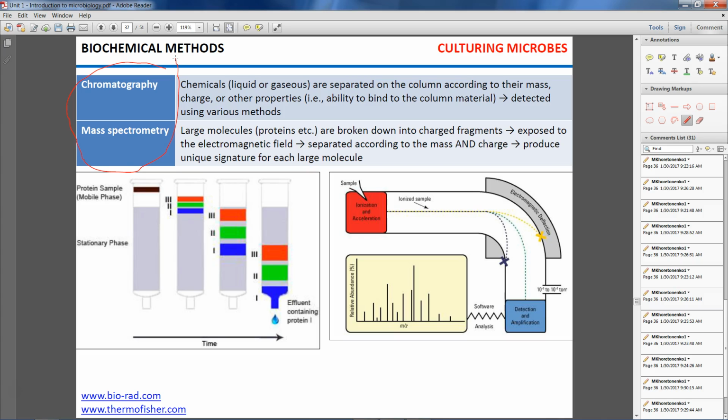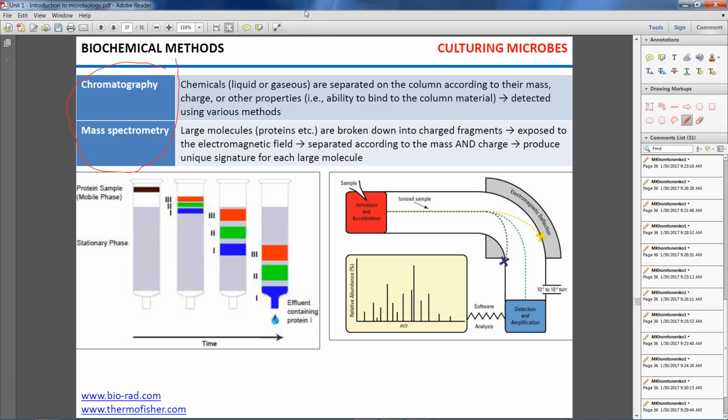If you look at the machines that do this, they are incredibly complex. But the mechanisms, that's what I want you to know. The mechanisms behind it are fairly straightforward. Okay? So these two methods, chromatography and mass spectrometry, allow you to quickly detect many molecules in your, say, bacterial lysate, in your sample. Why is it so important?